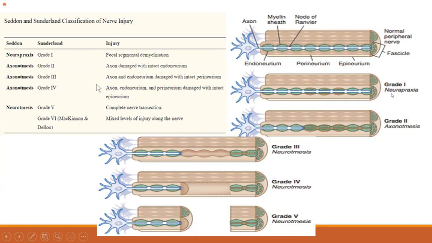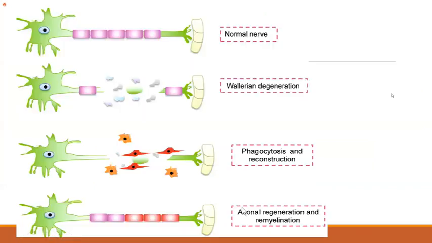But if there is a grade 3 injury, the axon and endoneurium are damaged and the perineurium is intact. While in neurotmesis, there is complete nerve transection and there is separation of the two ends. So grade 5 is the most severe injury and it usually does not heal without any intervention, and we have to oppose the margins. So after the injury, what are the events which take place? So this is the normal nerve.